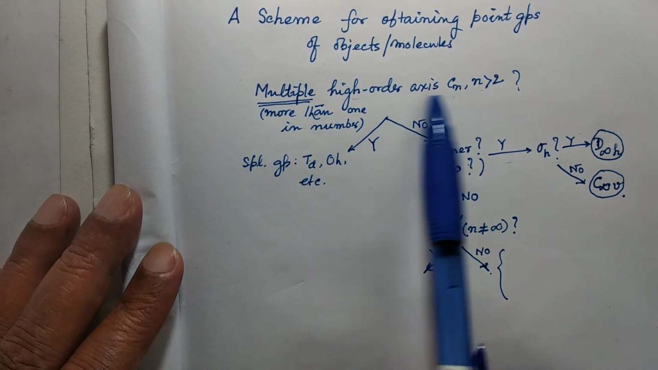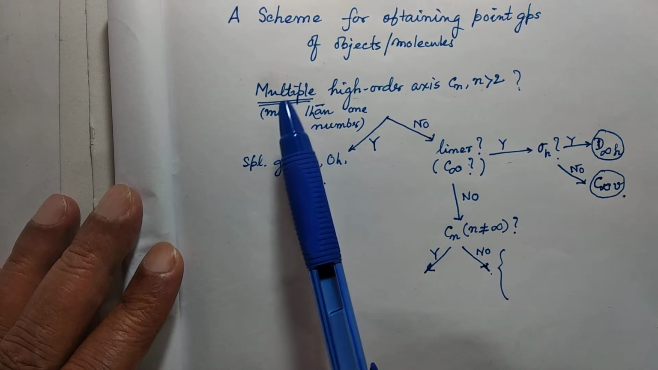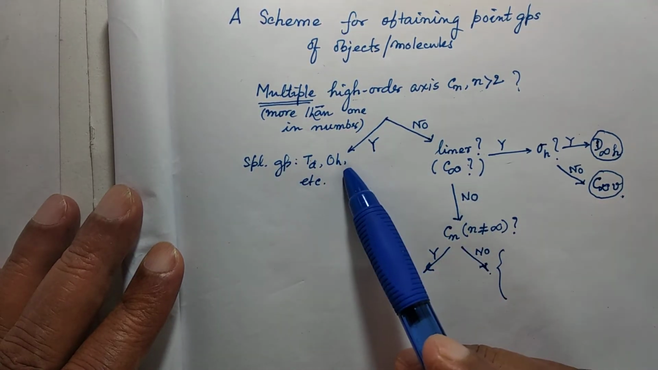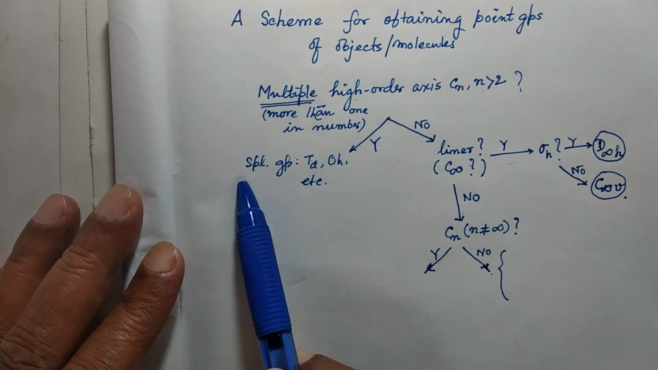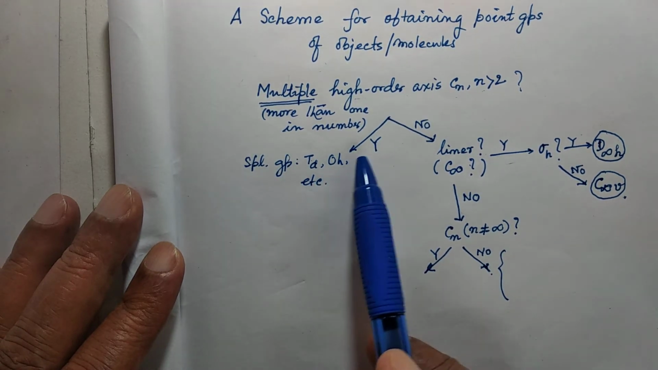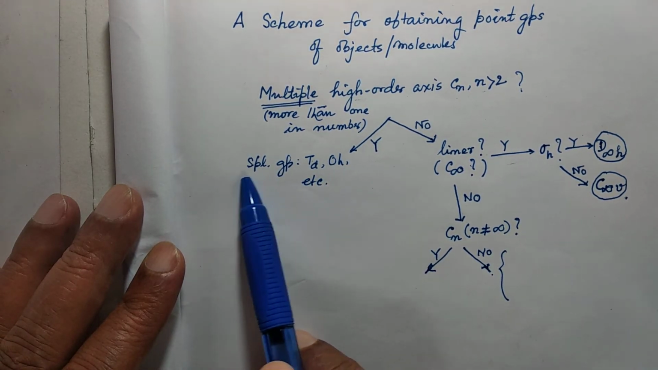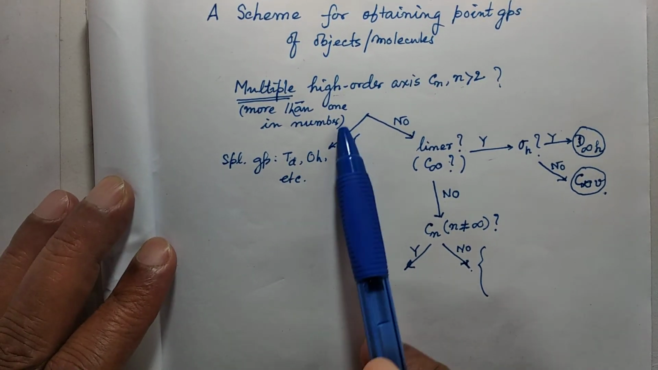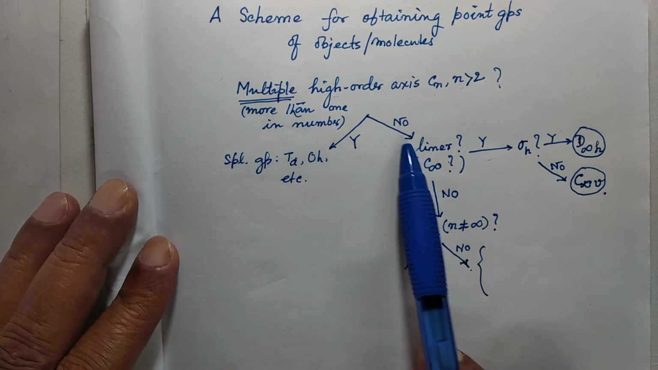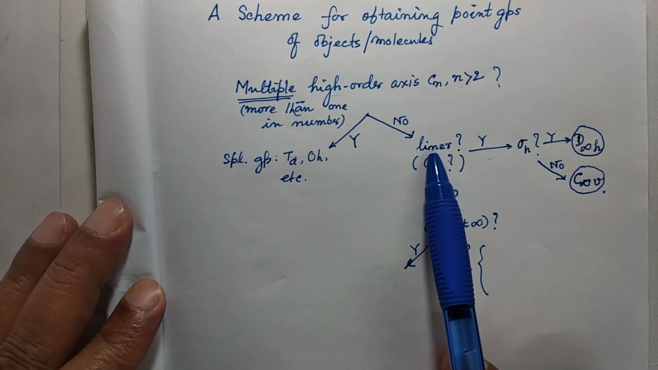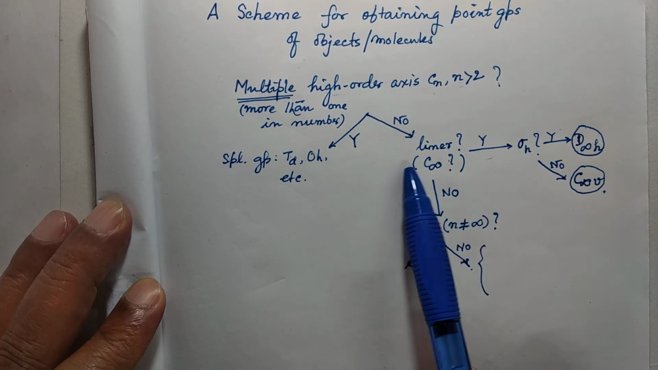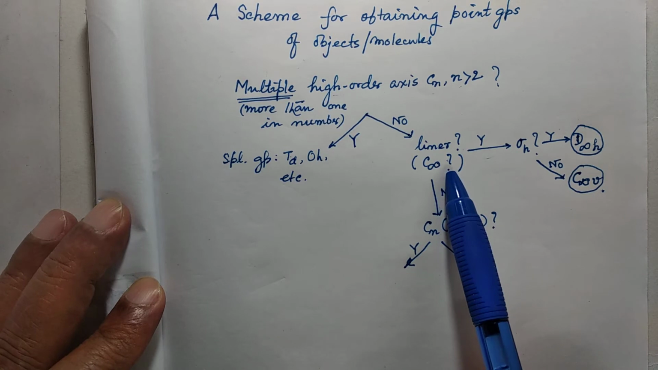If the object is of this type, having multiple high order axes of rotation, then the answer is yes, and the object belongs to special groups like tetrahedral, octahedral, etc. And if the answer is no, the next question is: is the object linear? Does it contain a C infinity axis?